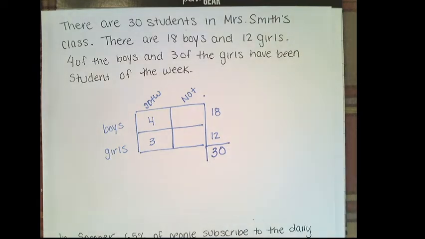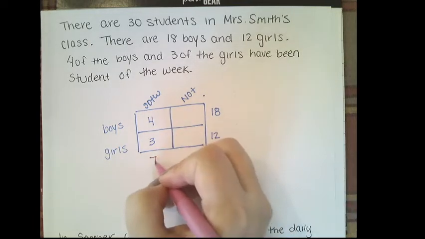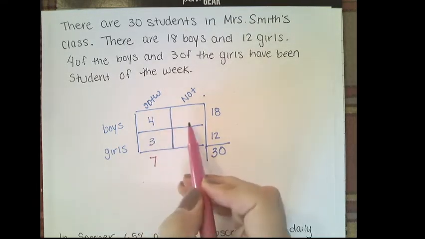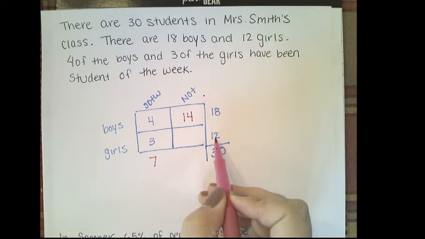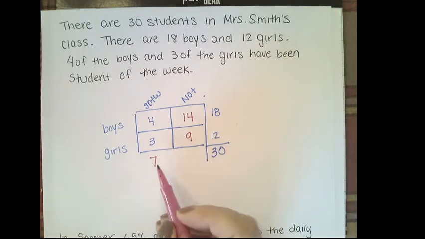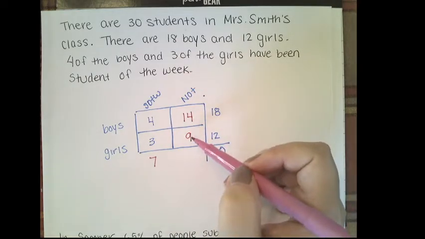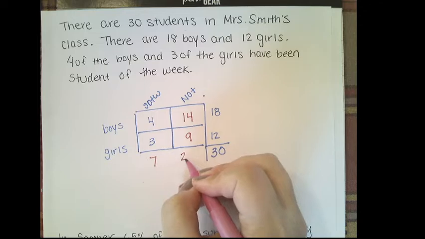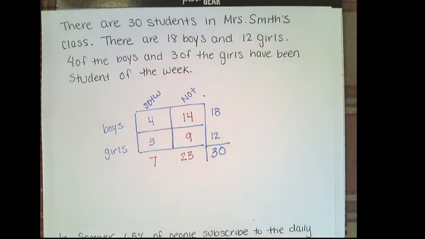So now that we've put in all of the numbers that we are given, we're going to use those to figure out the empty spaces. So you can figure out this column total, 4 plus 3. And we know 4 plus what is 18. So we have 14. 3 plus what is 12. So this one we can look at it two ways. 7 plus what is 30, or 14 plus 9. And we have 23. So now from there, we can answer any sort of probability questions that we want.